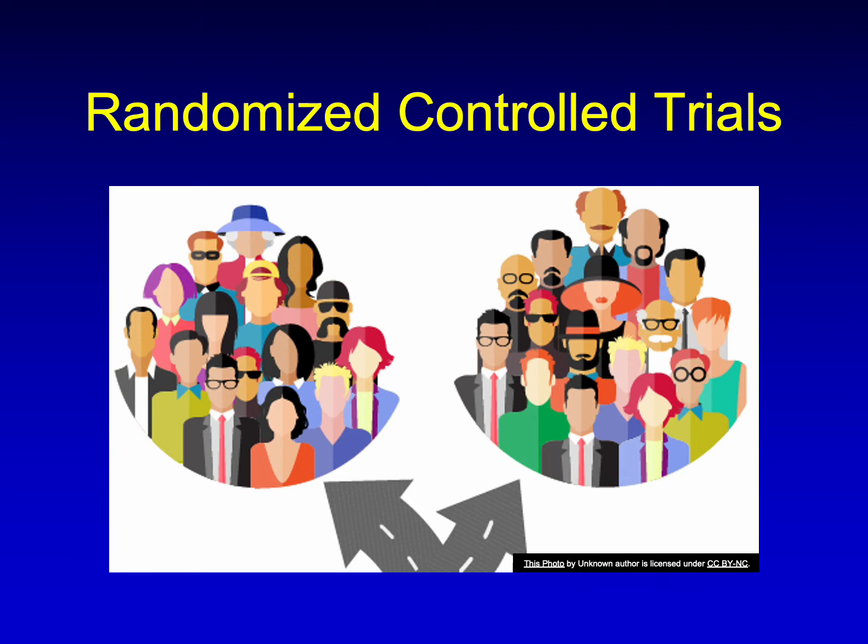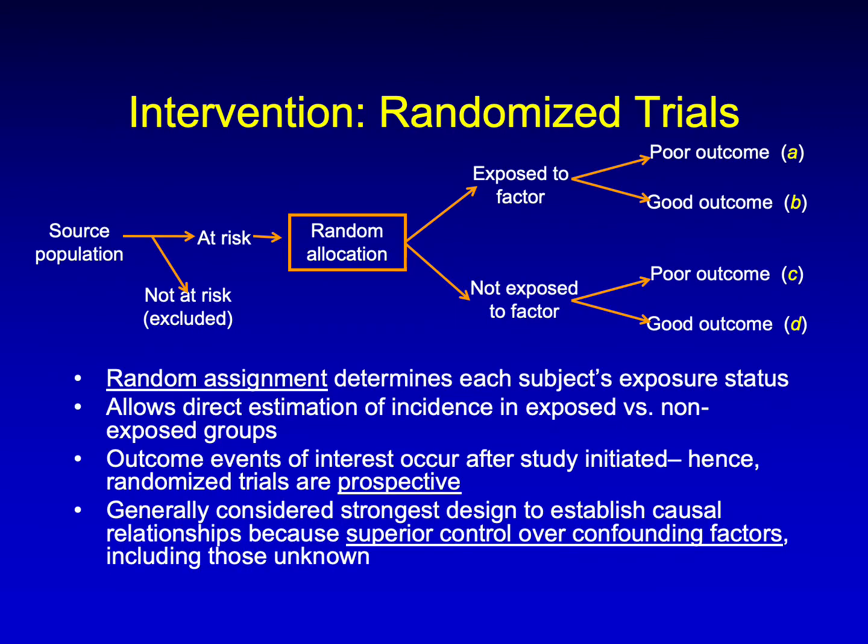Randomized control trial is very important, and intervention with randomization trials is very important. When we look at the source population, those not at risk will be excluded, and those at risk will be randomly allocated to be exposed to the factor or not exposed to the factor. Then we measure the outcome, whether it is poor or good.